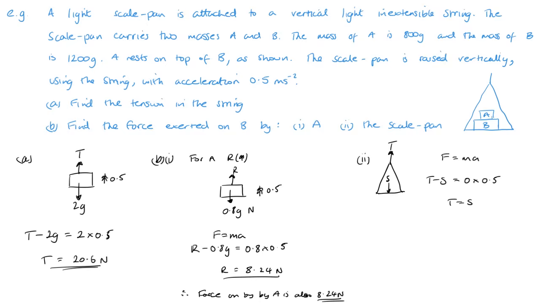Therefore T equals S, or S equals T, which is, what was T? 20.6. So S equals 20.6 newtons. So the force on B by the scale pan is 20.6 newtons.